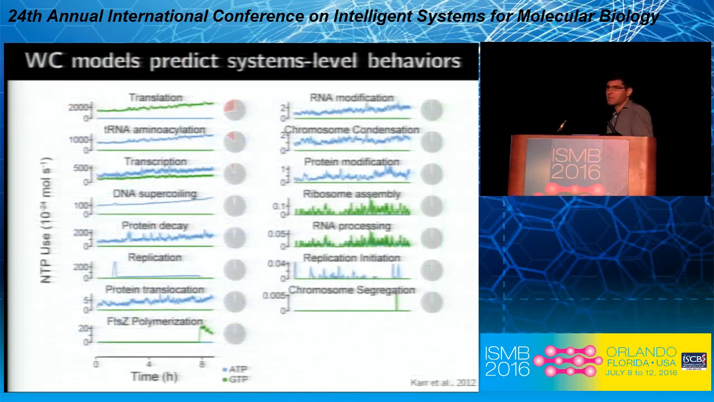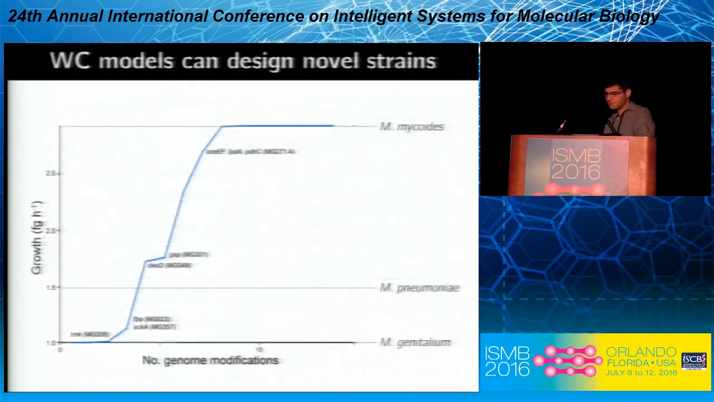Perhaps more interestingly, we can use whole cell models to predict a variety of systems-level behaviors. This slide indicates the ATP in blue and the GTP in green usage of the highest energy-consuming processes throughout the in silico life cycle of one cell. So we've analyzed this information to get some insights into how cells are allocating energy across pathways over time and throughout the cell cycle.